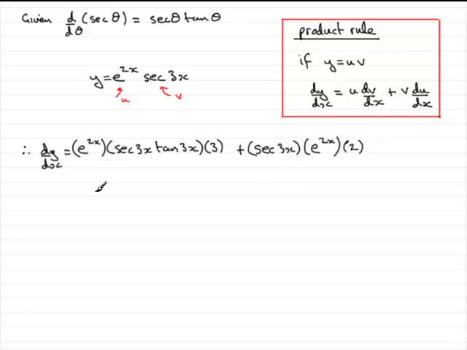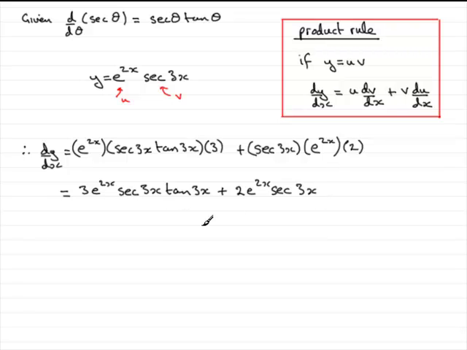Now that we've got that, essentially we've found dy dx. It's just a question of cleaning this up. What I'd encourage you to do is take the first term and rewrite this as 3 first of all, then you've got e to the 2x, and then your trig functions, sec 3x, tan 3x. That's the first term. Now we come on to this second term. Put the number first, then the exponential function, then the trig function. Normally that's the best way around to do this. So we've got plus 2 times e to the 2x sec 3x.